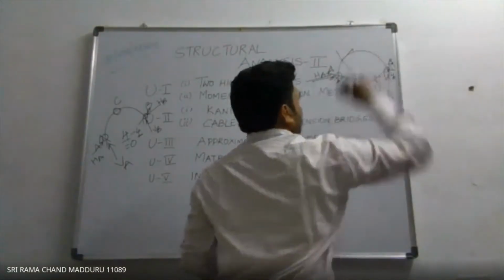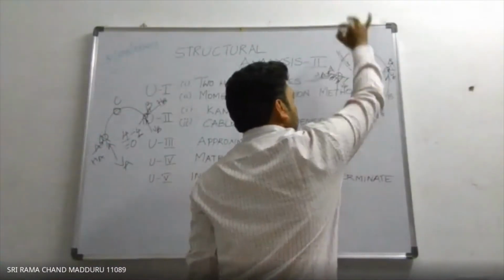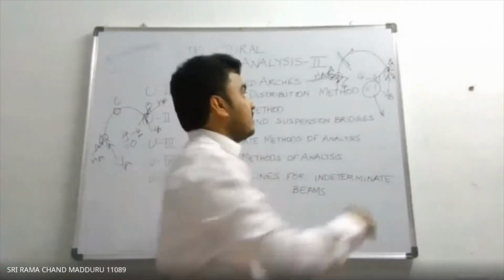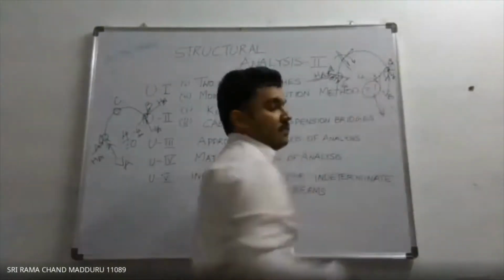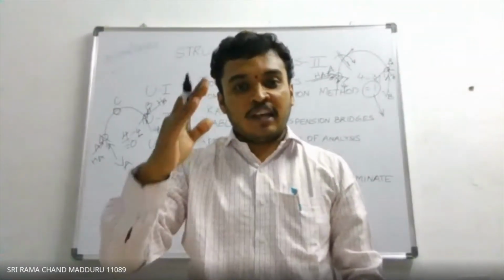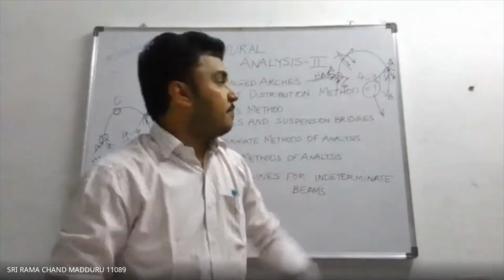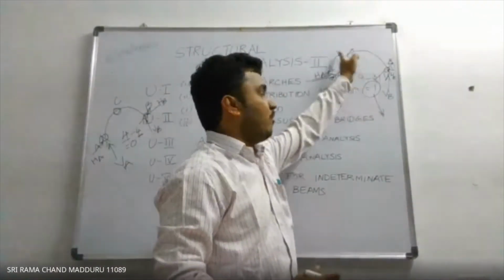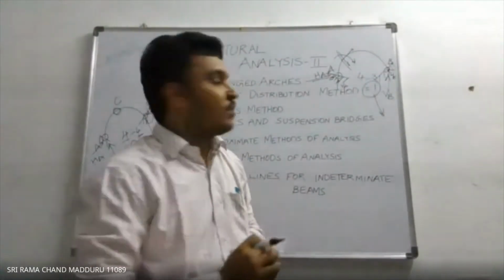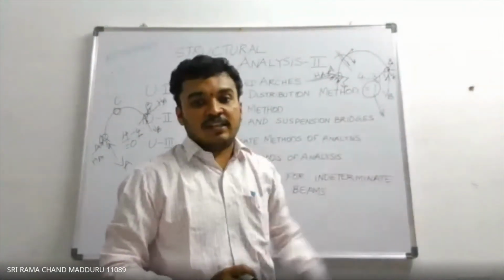If you see, there will be three things. One is normal thrust, radial shear, and the third one is a moment. So at any point, if you take the section at that point, you will have normal thrust, radial shear, and bending moment. These will be there. Okay. Now we will see that when you start the three-hinged arches chapter.